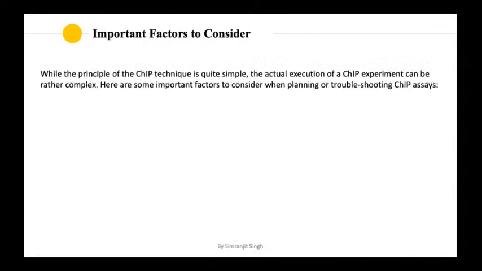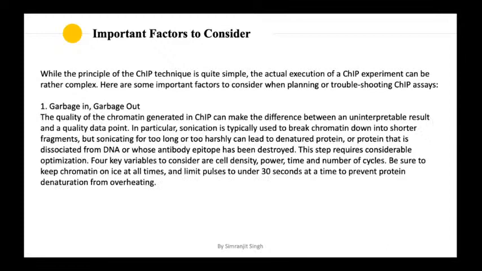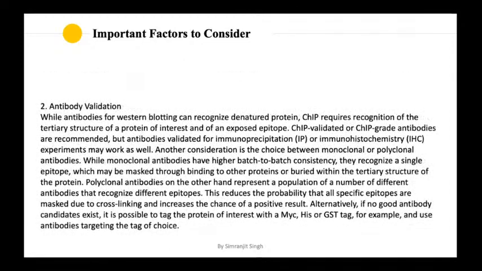Some important factors to consider. So while the principle of ChIP technique is quite simple, the actual execution of a ChIP experiment can be rather complex. Here are some important factors to consider. So garbage in and garbage out. So quality of chromatin generated in ChIP can make the difference between interpretable results. So we have to take care that the limited pulse is to be taken for 30 seconds at a time.